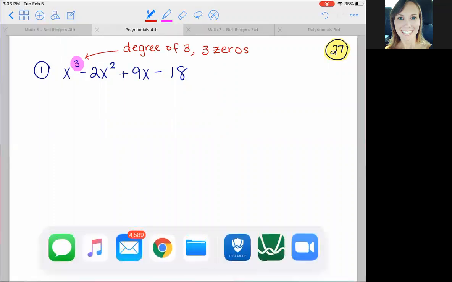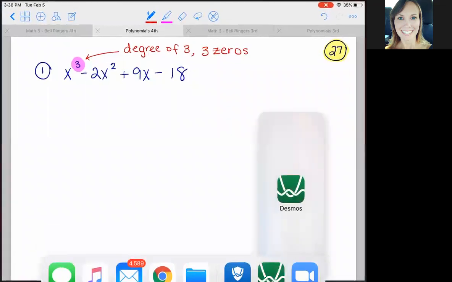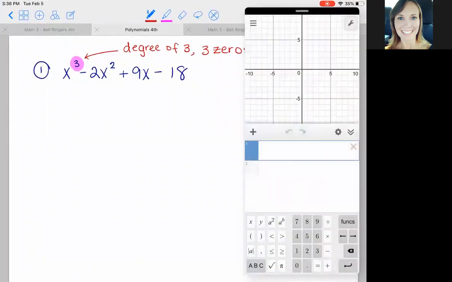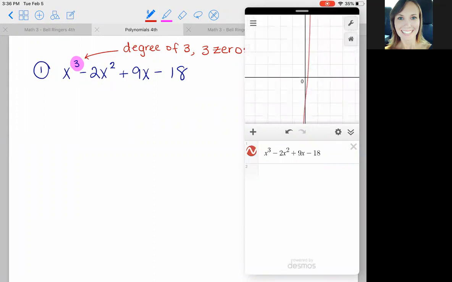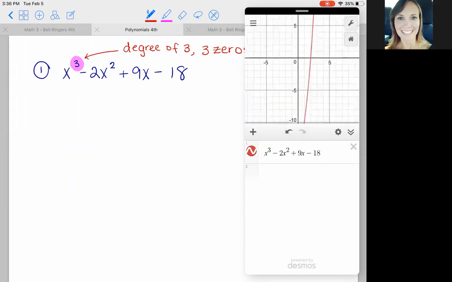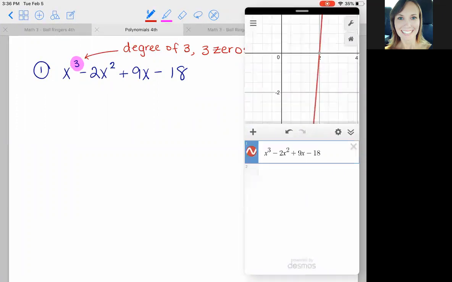All right, so using Desmos, I can type in my equation. So I have x cubed minus 2x squared plus 9x minus 18. If you look at the graph, it only crosses through one time. Well, I know there are 3 zeros, not 1 zero, even though I can tell what this one is. So this one right here is at 2. So I know one of my solutions, because it says solve, is a 2.